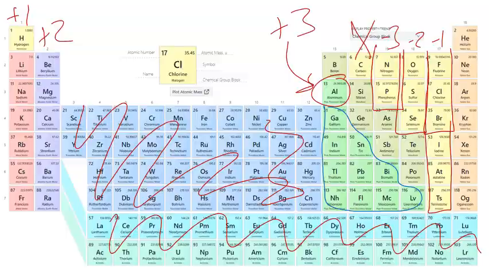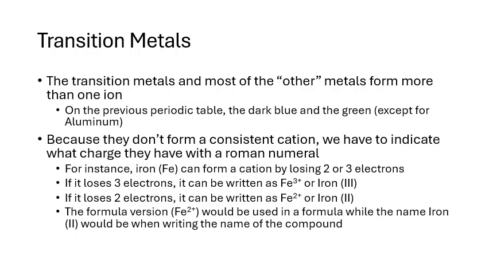Okay, so transition metals. Transition metals are all that stuff in the middle, that entire big block we skipped, and most of the other metals that we circled. What makes them interesting is that they actually form more than one type of ion. Unlike calcium, Ca, which always forms a 2+ ion, meaning it always loses 2 electrons, the transition metals can have multiple different charges. They always lose electrons because they're still metals, but they can lose more than one amount of electrons.